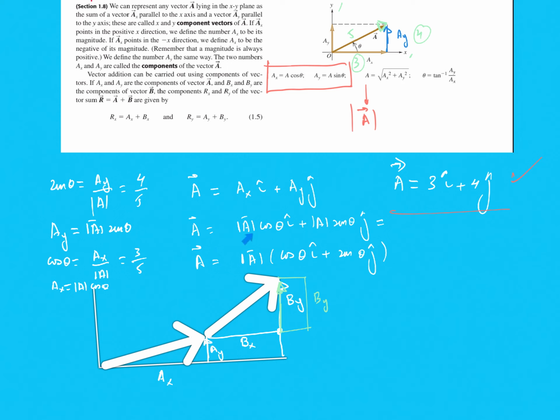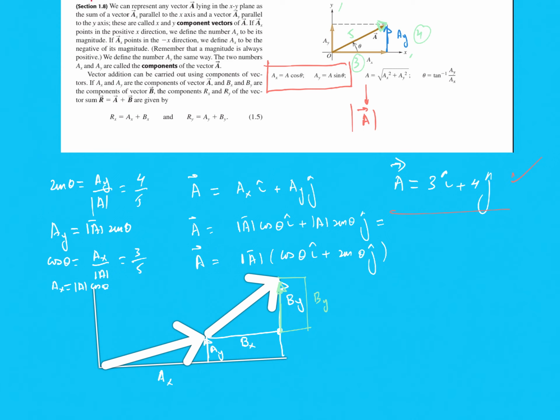Because ax is the magnitude of a cosine of theta, this can be written in this way: magnitude of a cosine of theta i plus magnitude of a sine of theta j. This also can be written as the magnitude of a times cosine of theta i plus sine of theta j. And this is the form that we will use many, many times to solve problems.